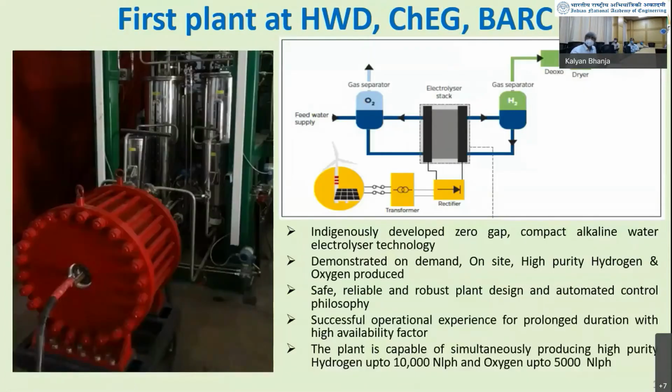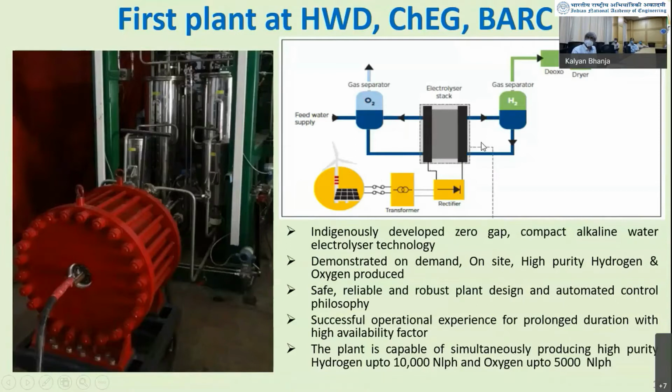Then in between some modification was there. Finally, we have reached here, that is a 25 cell module, half a meter diameter, almost 0.6 meter length, and each cell module has 5,000 normal liters of hydrogen production capacity. As shown, some model is shown of how they are working.